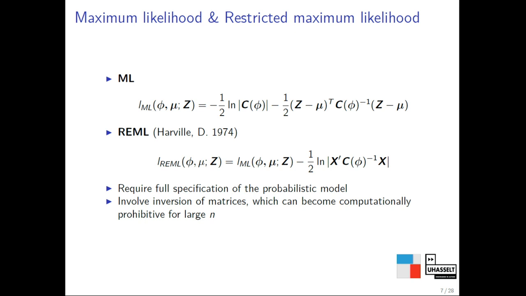And maximum likelihood is known to have some bias in the covariance parameters. So the maximum likelihood in itself underestimates the covariance parameters. So Harville in 1974 came up with the restricted maximum likelihood. So there's an extra penalty term, which is only a function of the covariance parameters. But like I said before, this requires full specification of your probability model and inversion of matrices, which is sometimes restrictive.